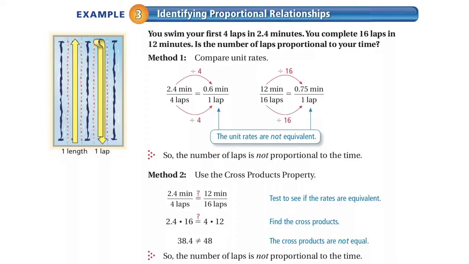0.6 minutes per lap and 0.75 minutes per lap are not the same thing. So those are not equivalent. And they showed that by making them both into their unit rates. The second method, I find a little easier. They just took 2.4 minutes over 4 laps and 12 minutes over 16 laps and found their cross products. 4 times 12 is 48. 2.4 times 16 is 38.4. They're not the same. So it's not a proportion.